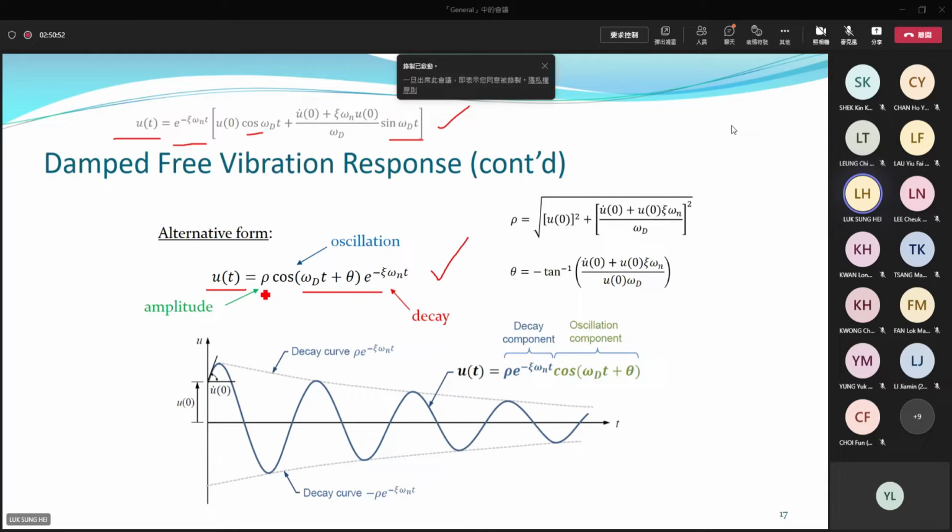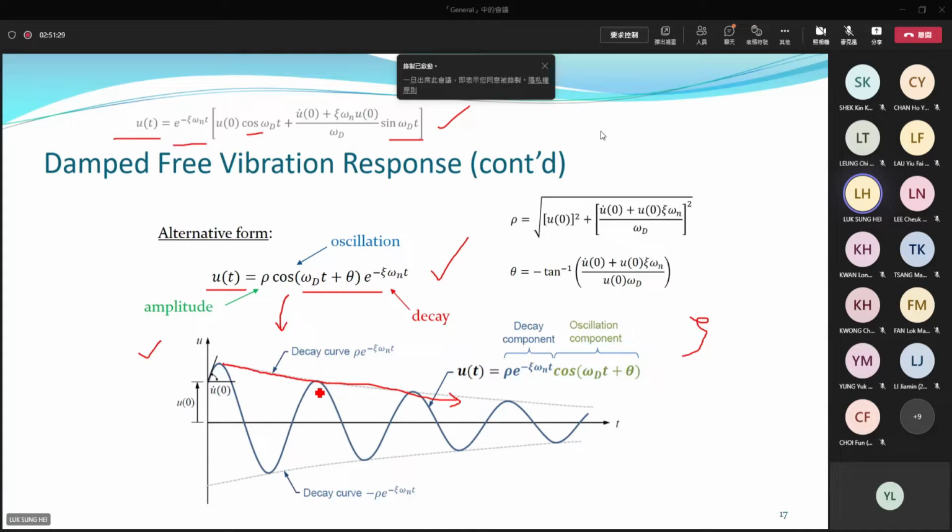You can see the amplitude, you can see the cosine function, the oscillation, you can see the decay directly. When you plot this function graphically on graph paper, you can see that the vibration amplitude decreases as time goes on. The vibration amplitude decreases as time goes on because we have damping. If you have damping, that means you have energy loss. That's why the total energy decreases.